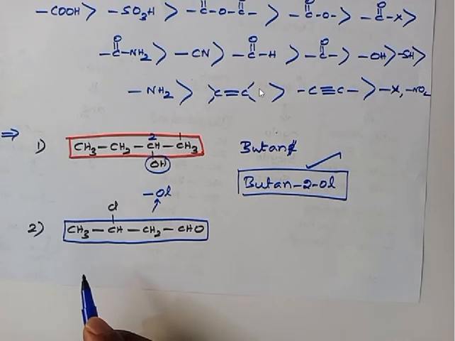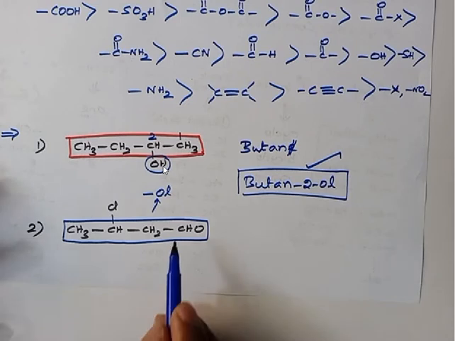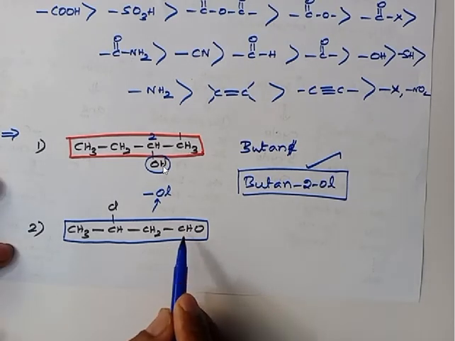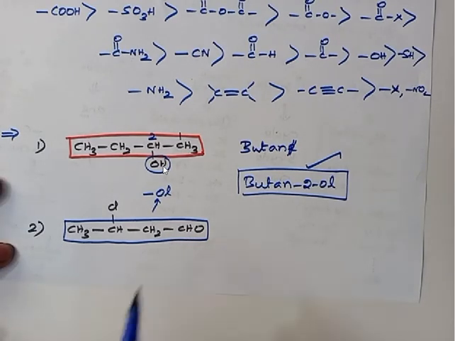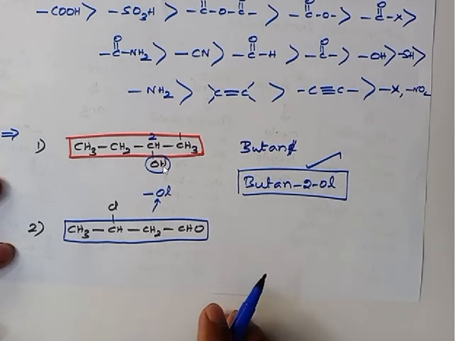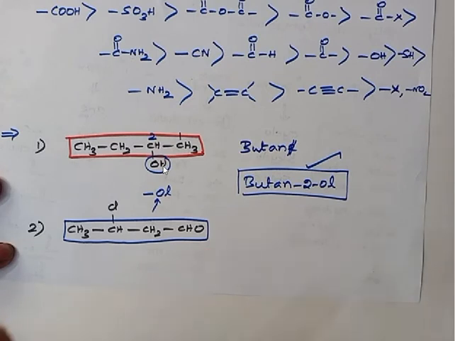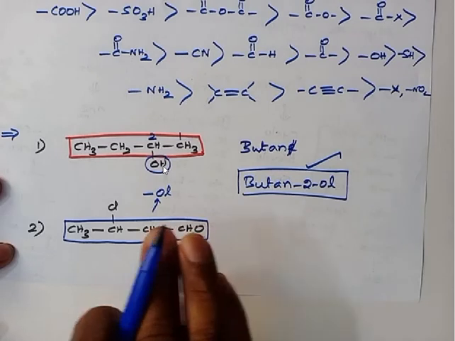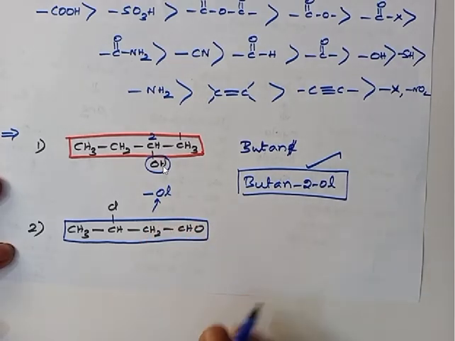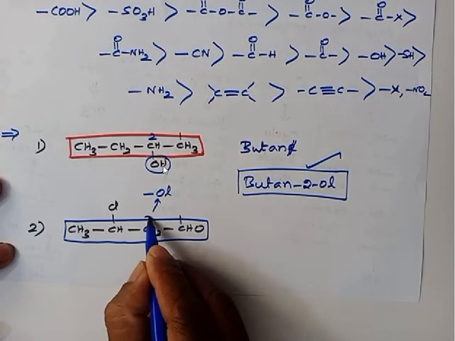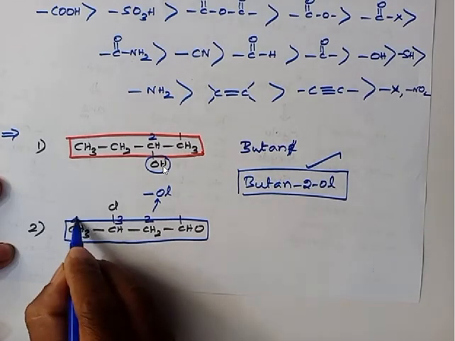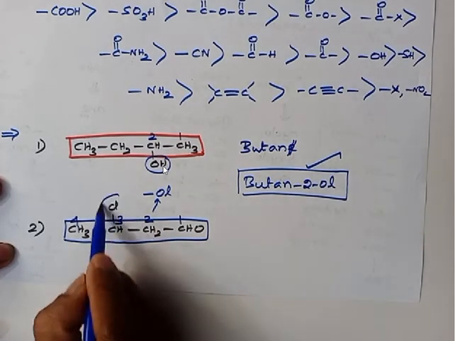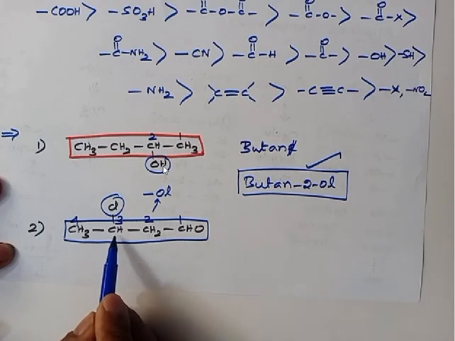Now how to name the compound? One more piece of information: whenever a functional group contains carbon, that carbon should get the least possible number. In this case it should get number 1, because the aldehyde group is always present at the terminal position. So I'll give number 1 here: 1, 2, 3, 4. So the halogen atom is attached at carbon number 3.